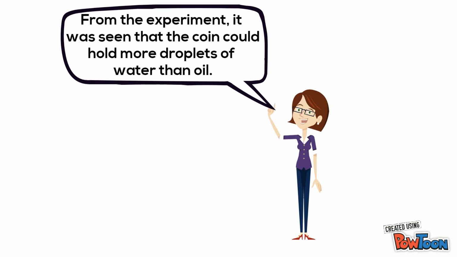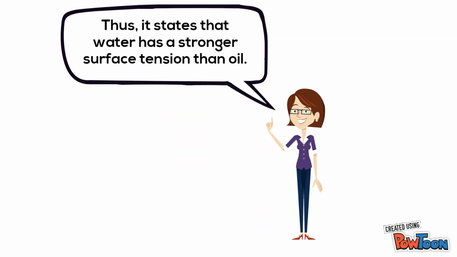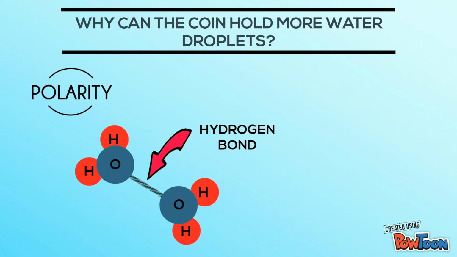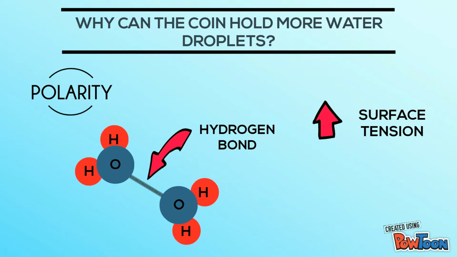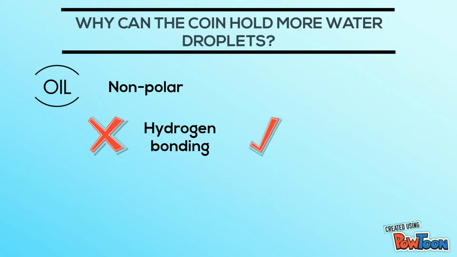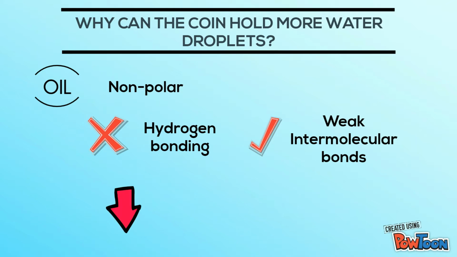From the experiment, it is seen that the coil could hold more droplets of water than oil. Thus, it states that water has a stronger surface tension than oil. This is because of polarity. Water molecules are polar and contain hydrogen bonds. Thus, their surface tension increases. Oil, however, is non-polar. They do not have hydrogen bonds, but they do have weak intermolecular bonds. Therefore, surface tension decreases.